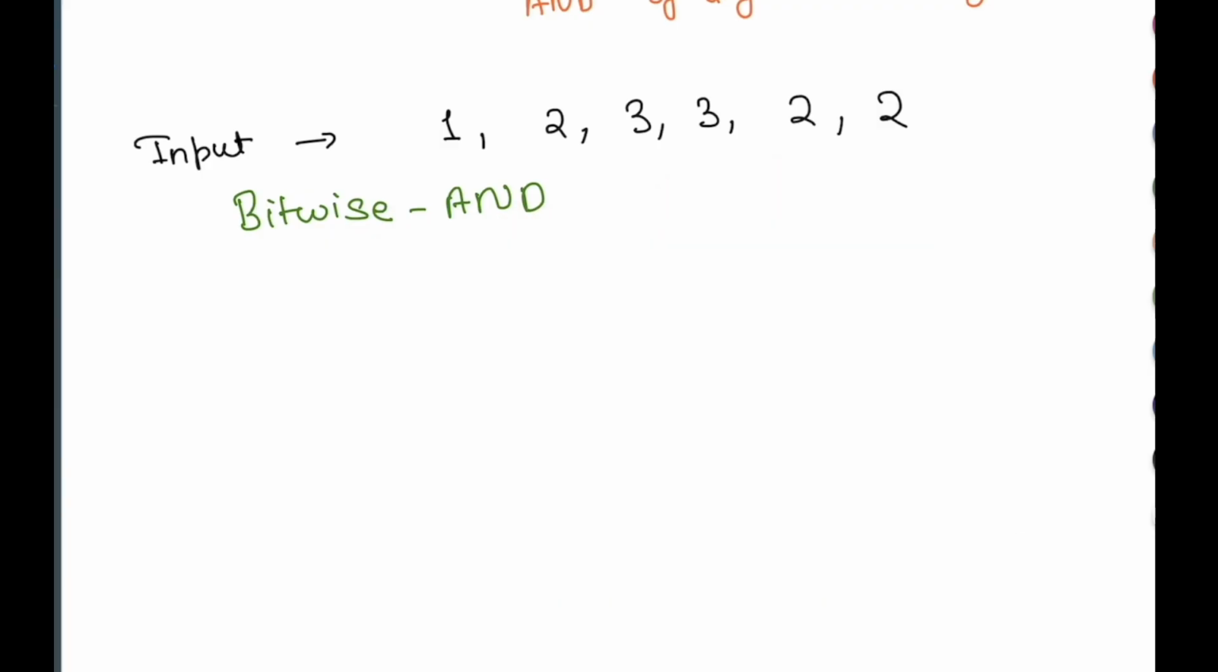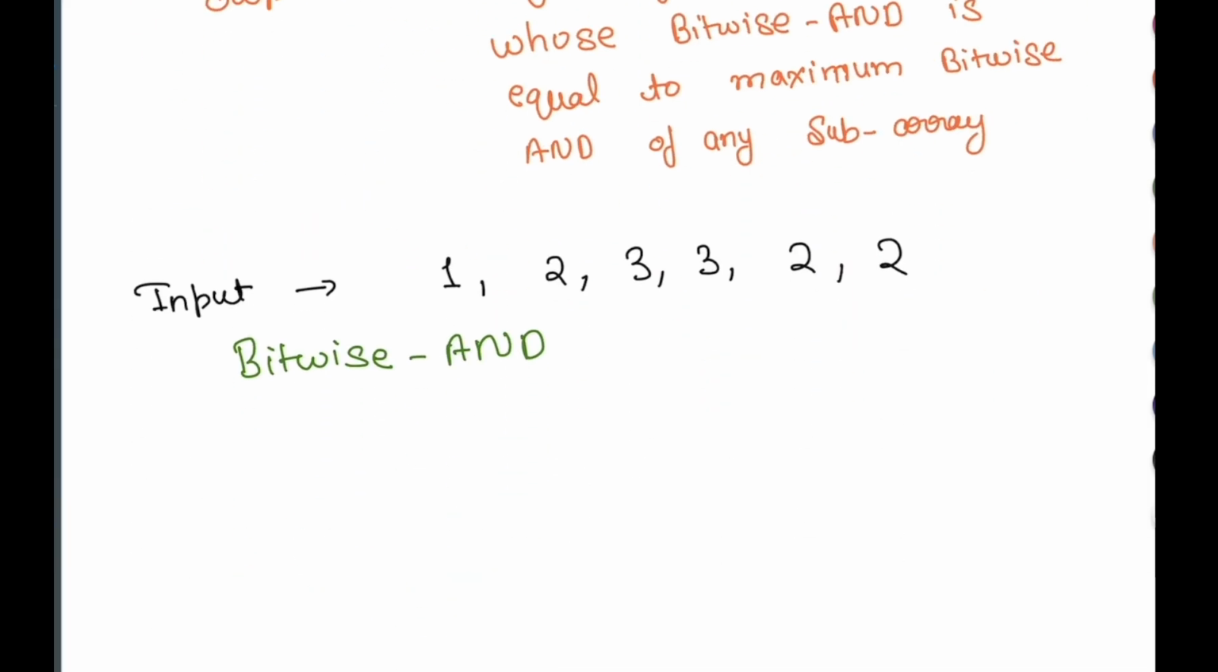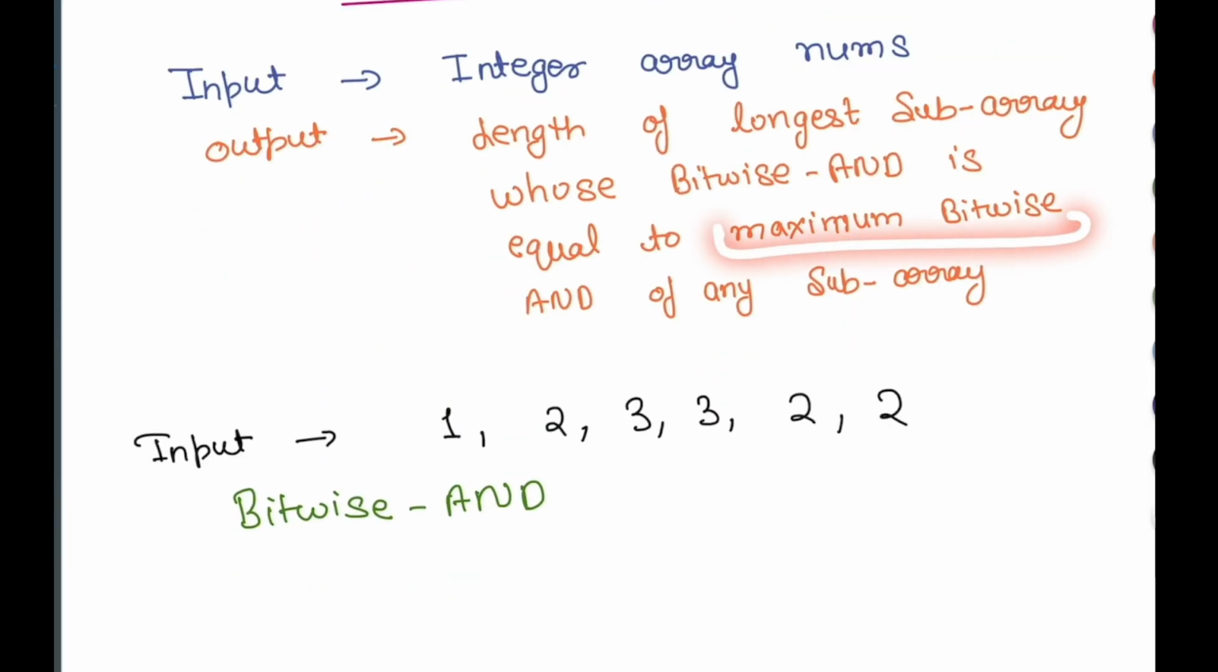So from here you will notice that the bitwise AND is a non-progressive operation. It is always going to decrease. Now if I ask you, can you find a subarray for which we have the maximum bitwise AND in a given array? It will always be equal to the maximum element we have in our array.